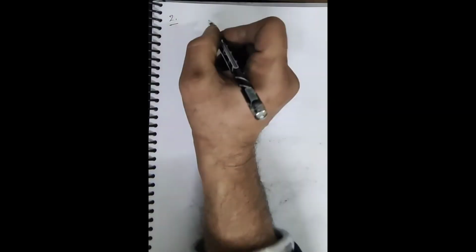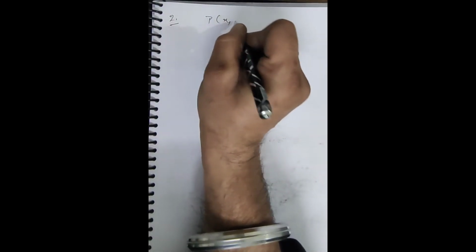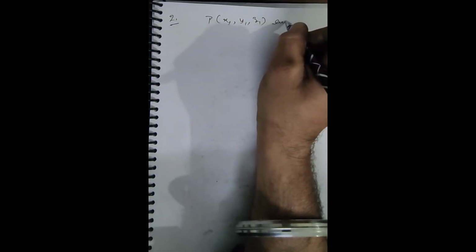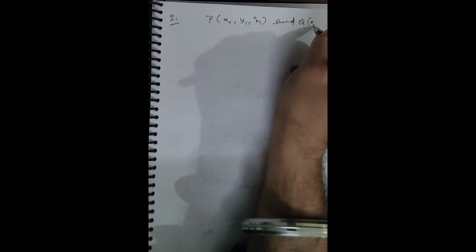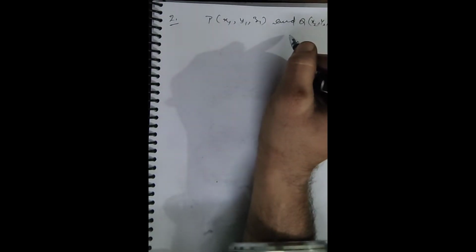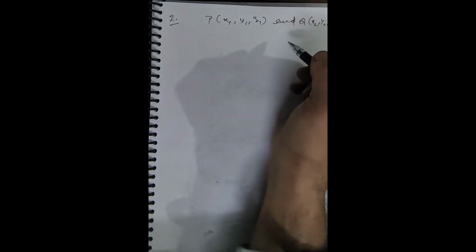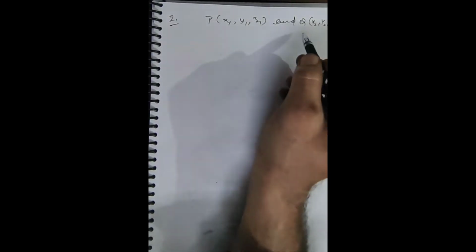Now question number 2. It says find the scalar components and magnitude of the vector joining the points P (x1, y1, z1) and Q (x2, y2, z2). These two points are given with coordinates in terms of x, y, z. We need the scalar components of this vector which joins both points P and Q.